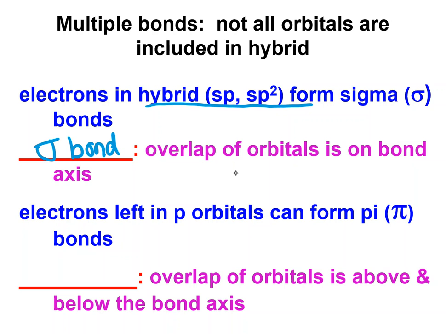And so what that means is if you have two atoms, and this is the nuclei of the two atoms, and here's their electron clouds, the bond is where they overlap in between. So the overlap is right between the two nuclei on the axis of the bond.